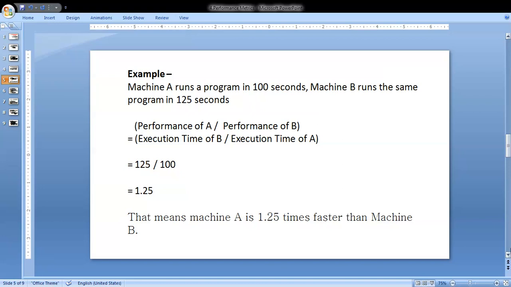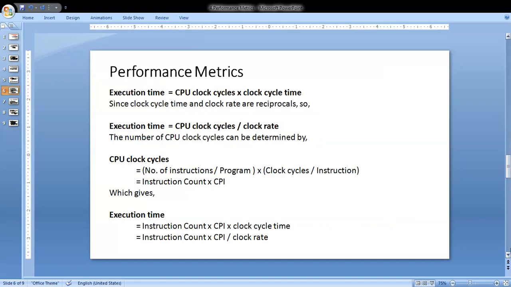Okay, so this is the simplest example for performance calculation. The performance metrics formulations are: execution time is equal to CPU clock cycles into clock cycle time. So execution time is equal to clock cycles of CPU divided by clock rate. The number of CPU clock cycles, that is determined by CPU clock, is equal to the number of instructions executed in a program into the number of clock cycles spent in a particular instruction.